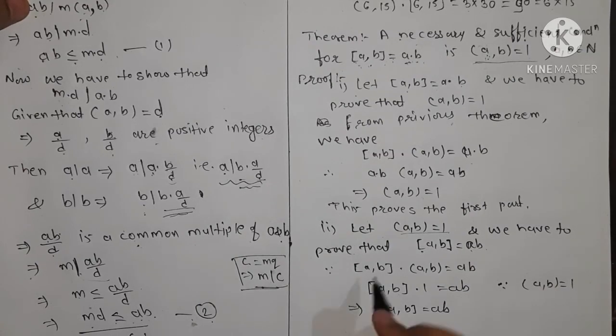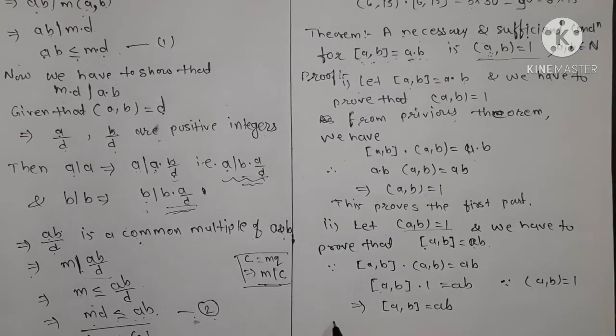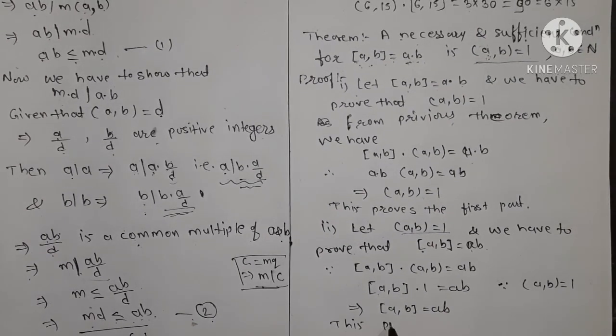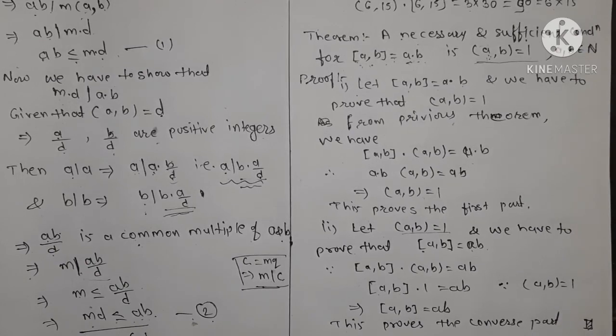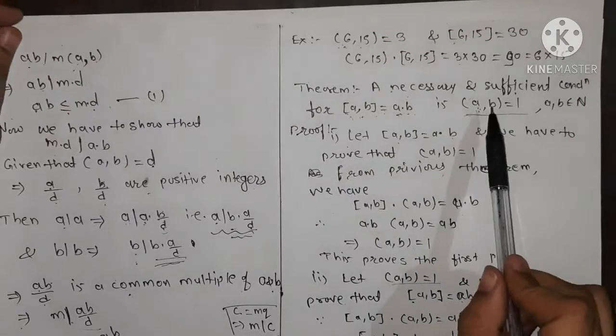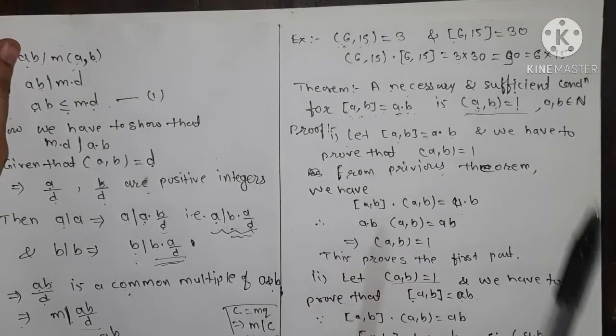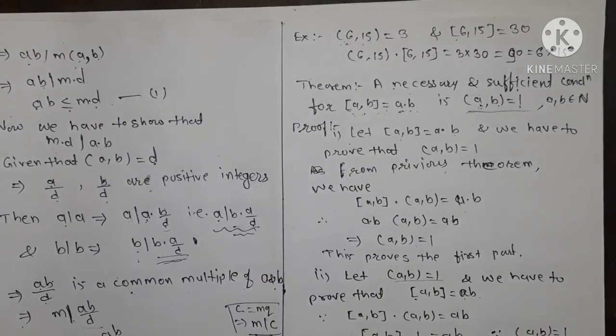Okay, so this implies the second part. This proves the converse part, hence the proof. So this result is very simple, that is, if a and b are relatively prime, then the LCM of a comma b is equal to the product of integers.